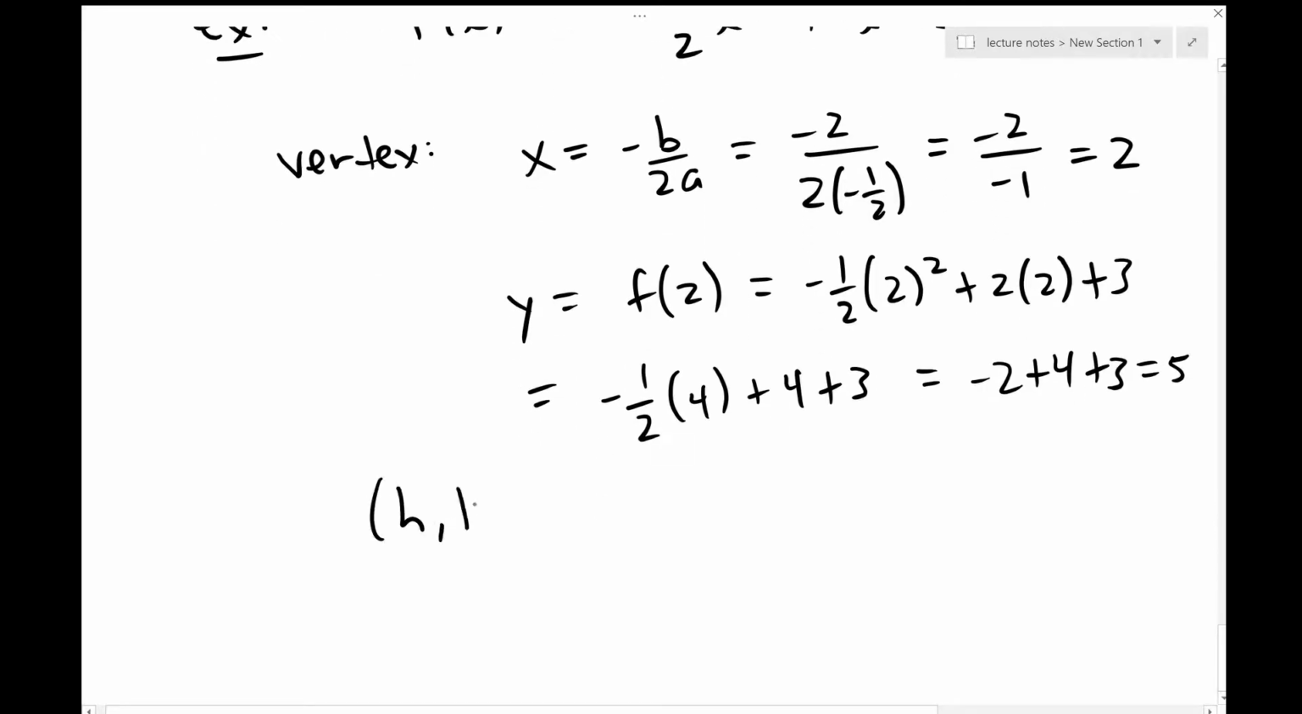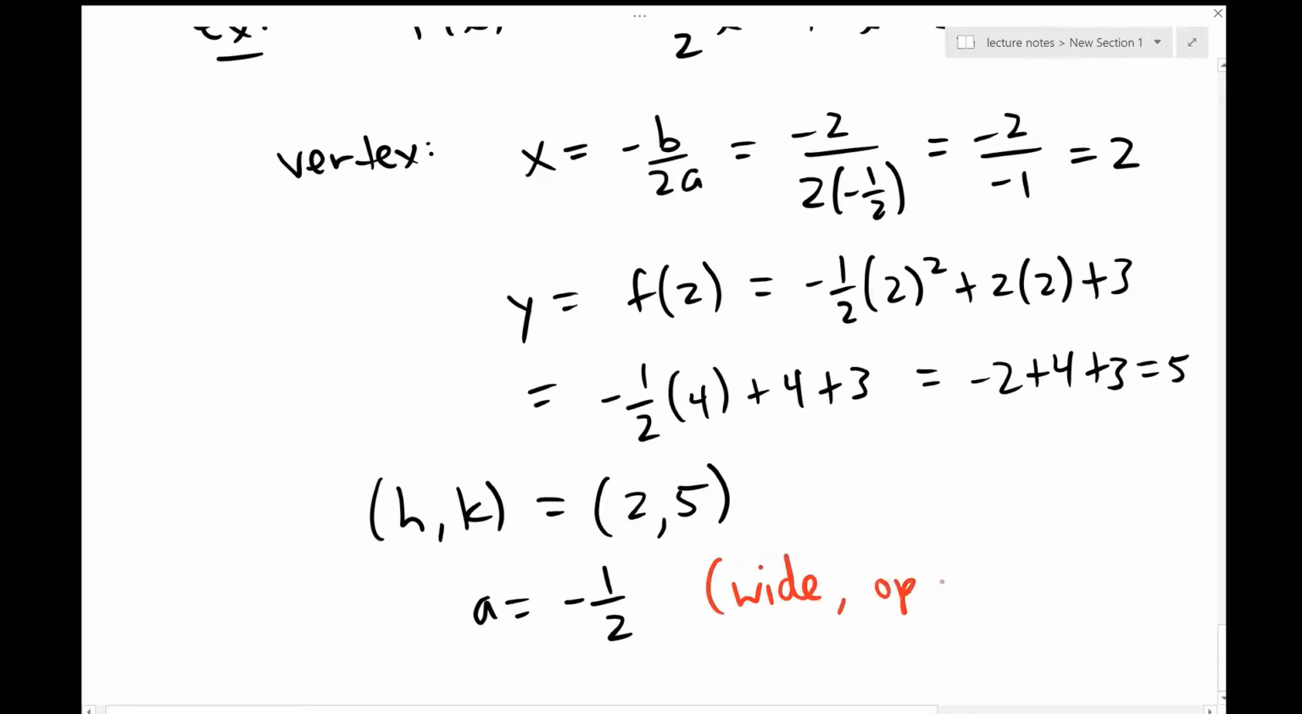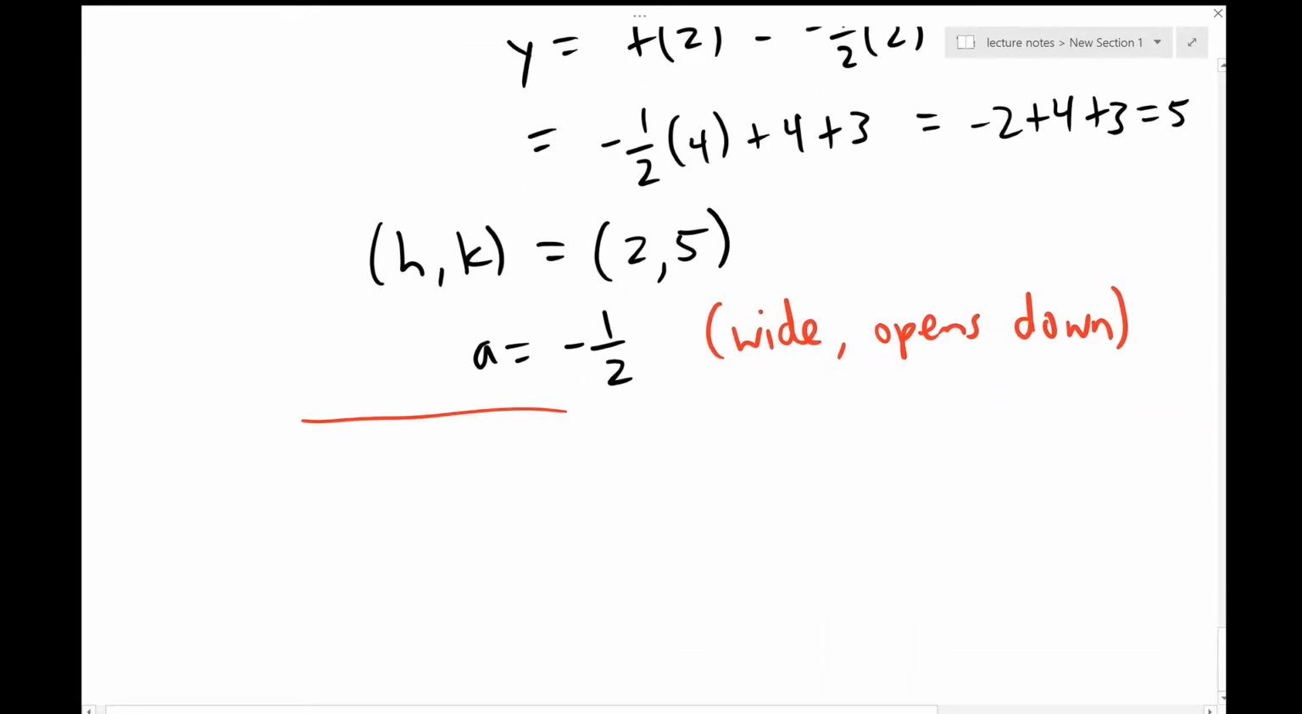So the coordinates for our vertex, if I want to write them as h and k, we can see that they would be at 2, 5. And in this case, our a value, if we go back and look at the original function, is just negative 1/2. And so again, what that means is that this would be a wide parabola that opens down. And so again, this gives me enough information to be able to sketch the graph of the function. So let's go ahead and do that.